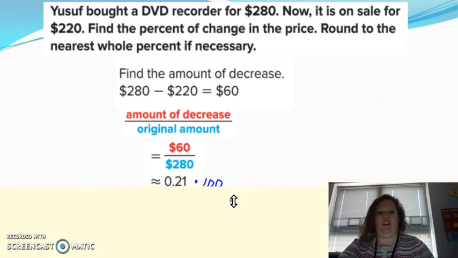We do the division and we find that it is 0.21. From there, we want to multiply by 100, so that way we can turn it into a percent. The other thing we need to include in our answer, was there an increase or a decrease? Well, if the original was 280, and now it's 220, 220 is less than 280, so that shows it was a decrease.